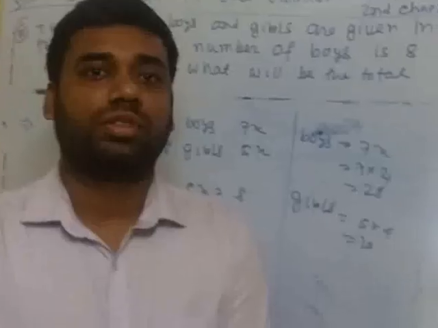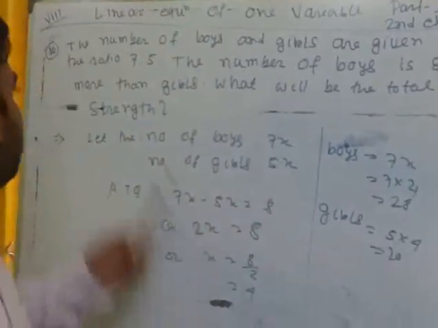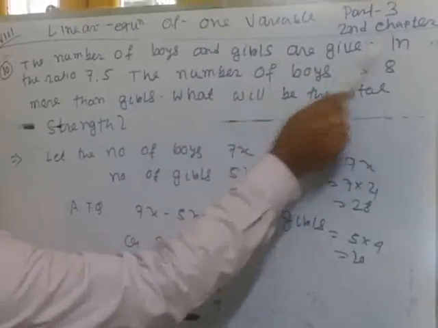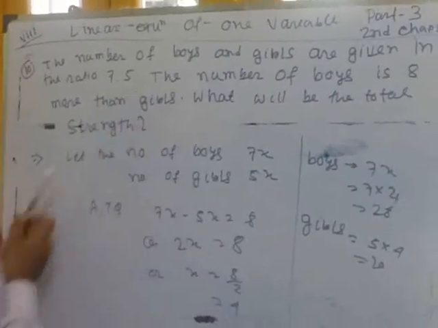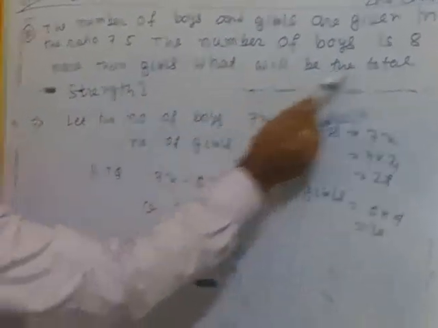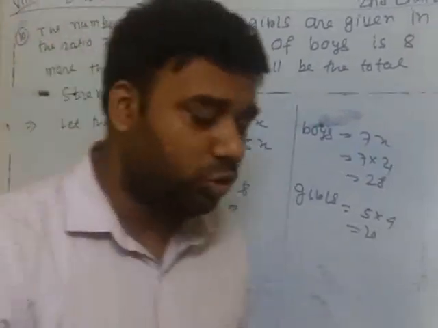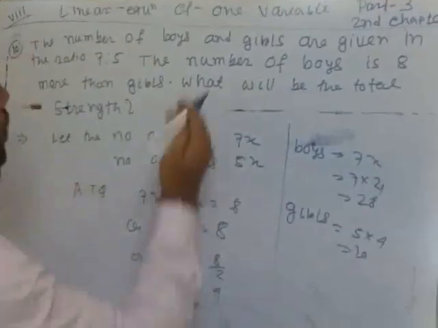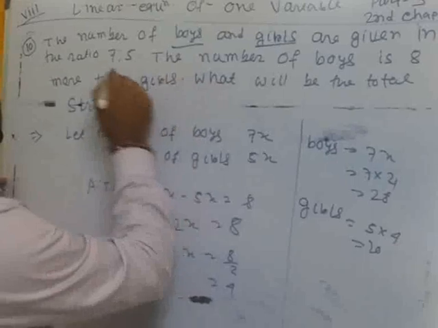Okay, coming to the next sum, that is sum number 10. The number of boys and girls are in the ratio 7:5. The number of boys is 8 more than the girls. What will be the total strength? Total strength means the total number of students of this class.